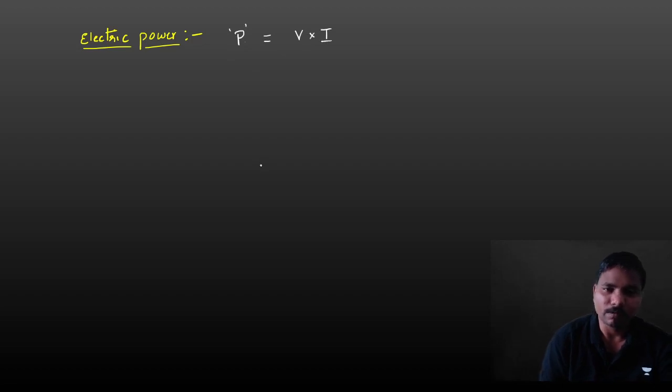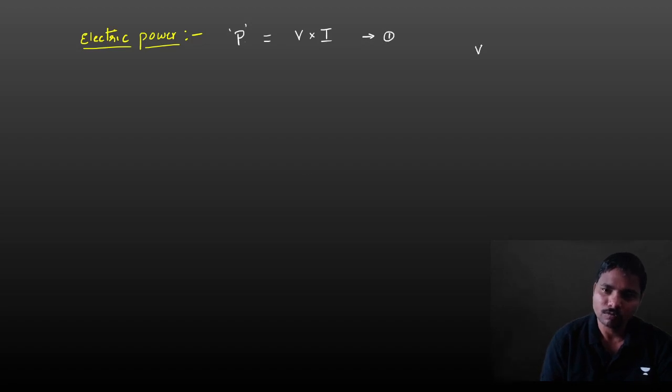Electric power. So what is the power? We can denote the electric power as P. Power is equal to the product of voltage into current. So this is the first formula of the power.